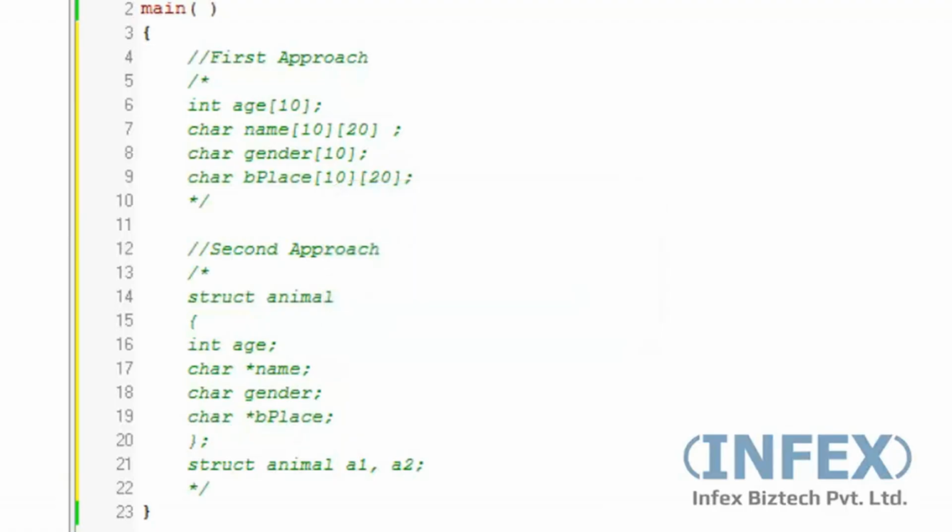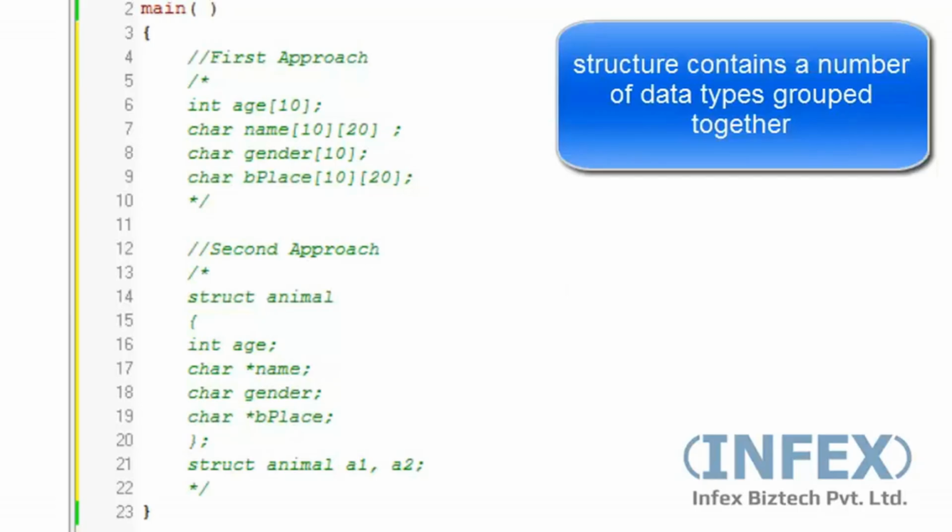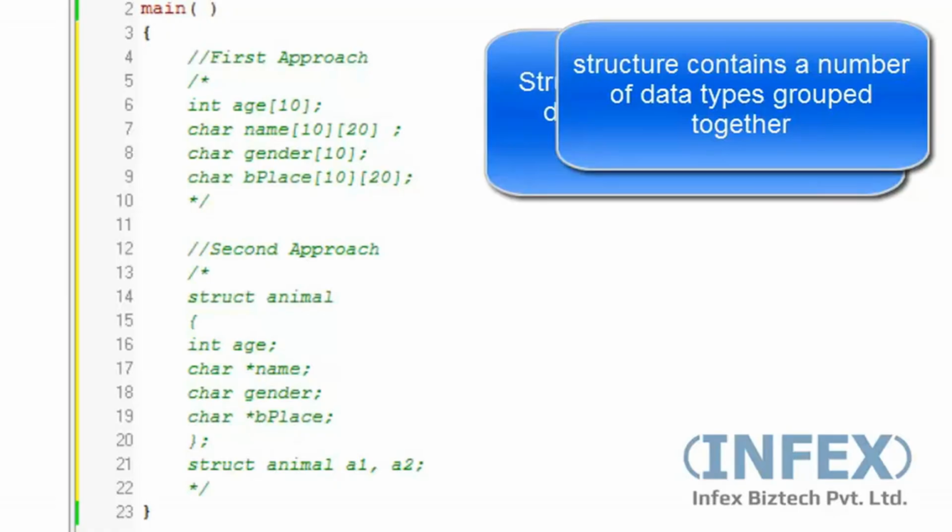In this video tutorial, we will discuss structure in C. So what is a structure? A structure contains a number of data types grouped together. Structure in C is one of the excellent functionalities provided in C. Structure makes the C programming language easier and simpler to a certain extent. Structure is most widely used in programming. Structure in C allows multiple data types to be grouped together.